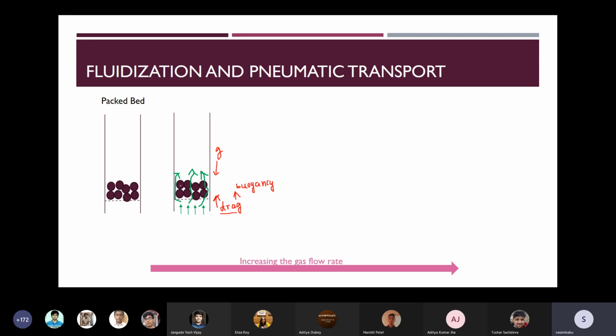Since the velocity of the fluid is very low and the drag force is low, the fluid has to move through the void spaces present between the particles. So in this state, although the fluid is moving, the particles remain stationary. Such a condition is again called a packed bed. Maybe I'll just keep this buoyancy force.